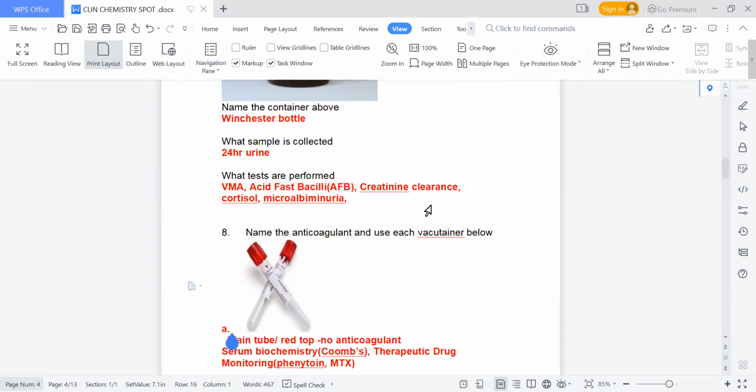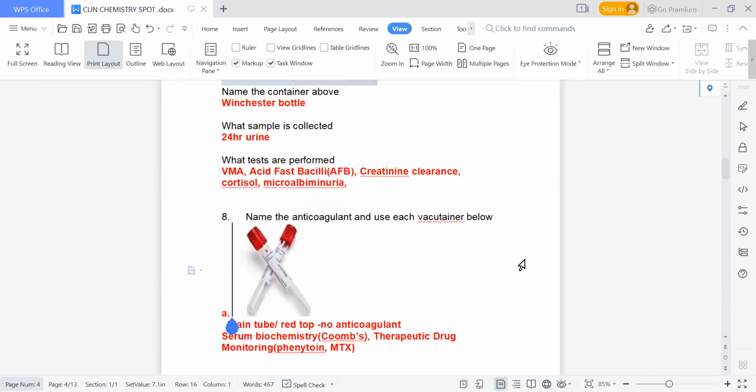Going through the Vacutainers now, apart from the gray top Vacutainer that we've covered, we have first a red top Vacutainer. It doesn't have an anticoagulant and is used in serum biochemistry tests, for example, a Coombs test, and therapeutic drug monitoring, like phenytoin and methotrexate. It has other uses, so it's important to read up on it in case you're asked about 4 uses.